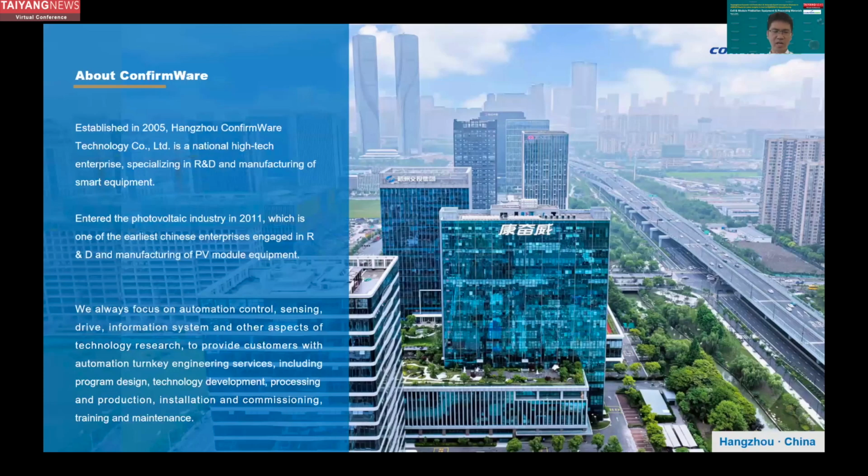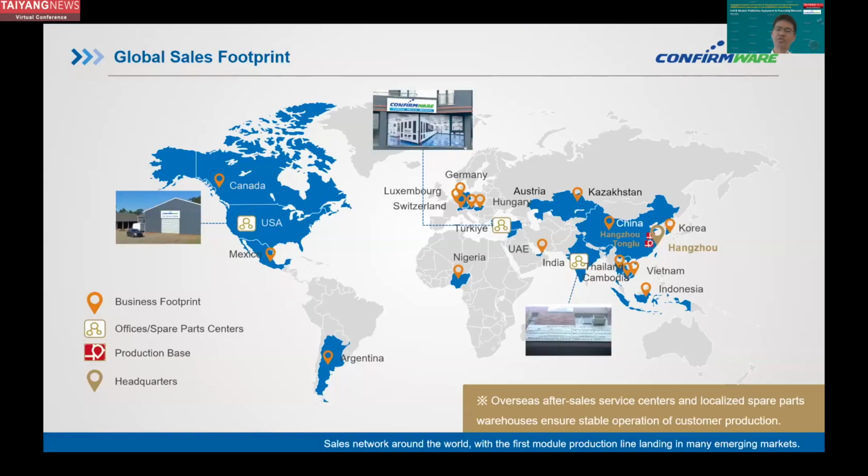About us, our company was founded in 2005, and we just focus on automation. In 2011, we made one of the first stringers made in China. After 5 years, we developed the turnkey solution of PV module manufacturing. Now we have sold machines and production lines to more than 20 countries, including Canada, America, China, of course, the Middle East, Europe, even Nigeria.